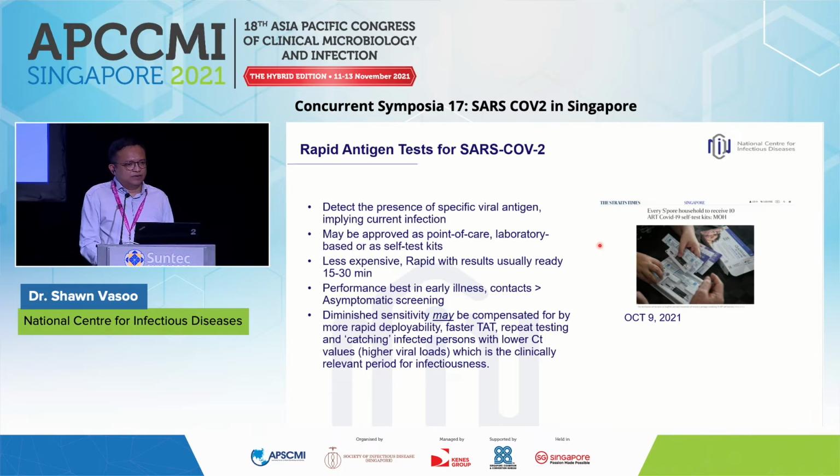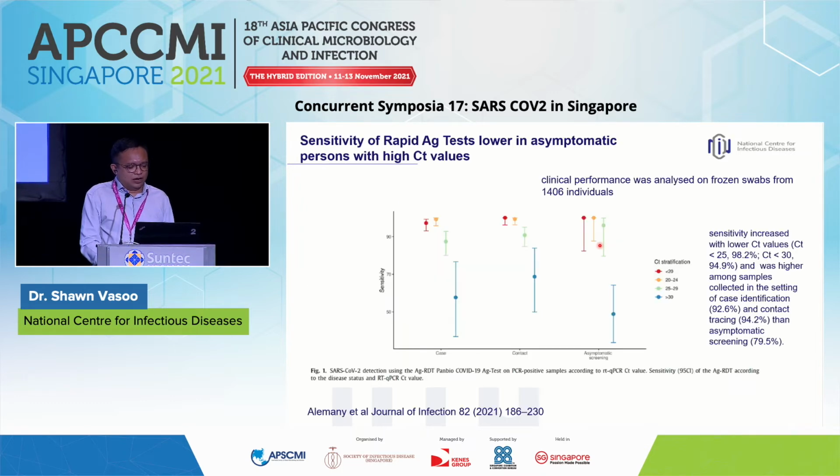The diminished sensitivity always has been kind of a bugbear, but actually the kits which have come out have a decent sensitivity, I think, usually in the 70s to 80%, depending on the phase of the illness. But because they are more rapidly deployable, they have a faster turnaround time, and they may catch people with lower CT values or higher viral loads during the clinically relevant period for infectiousness. So at least in many jurisdictions and parts of the world, these have formed part of the screening armamentarium.